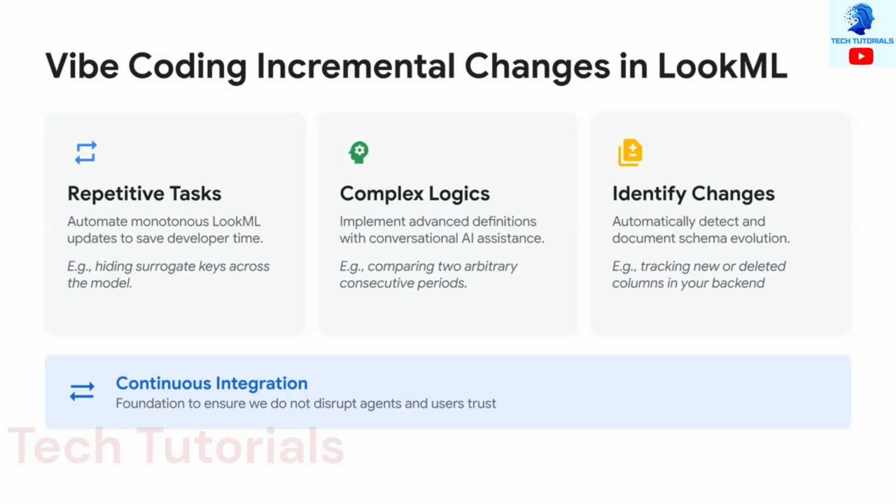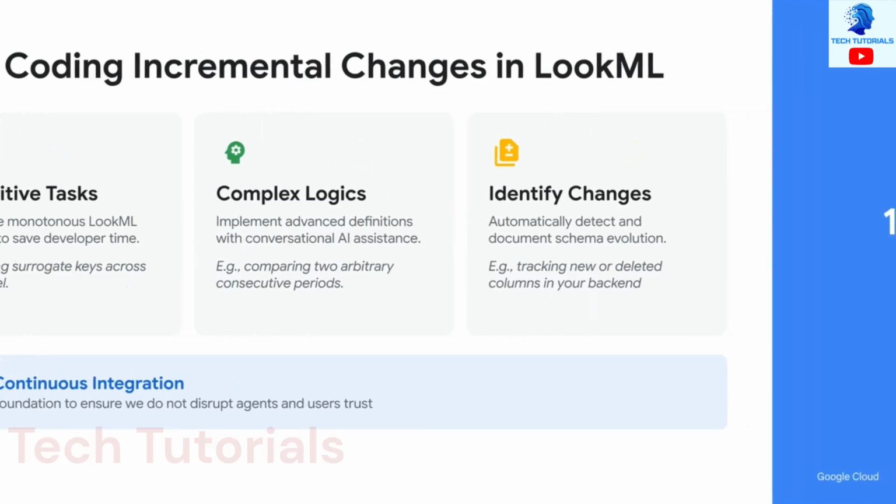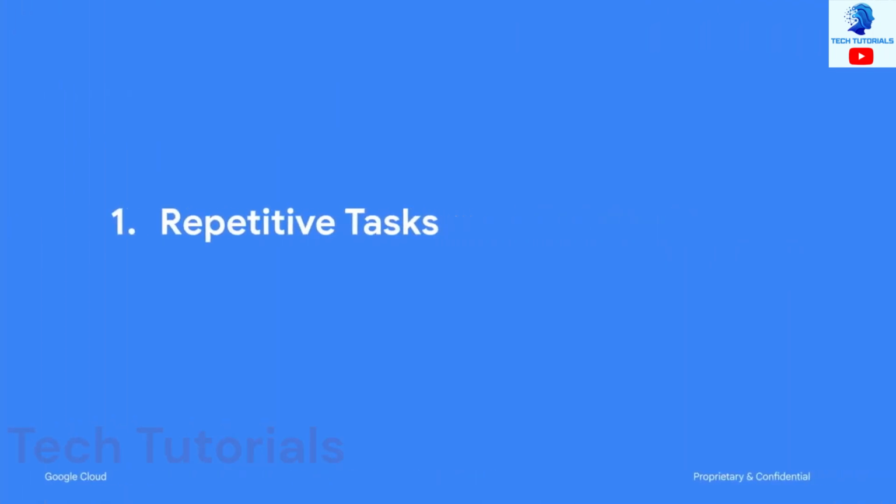And because speed is nothing without safety, we'll show how Looker's continuous integration ensures these vibe-coded updates never disrupt the trust your agents and users rely on. It's time to move from theory to the terminal. Let's see how Gemini and VS Code transform a tedious task, like bulk hiding columns, into a quick, agent-assisted workflow.